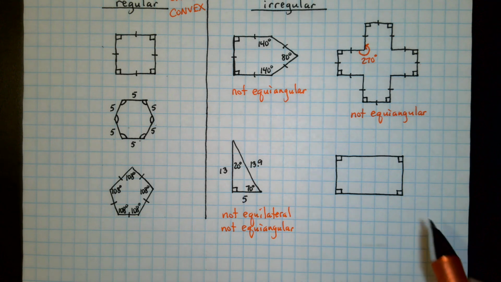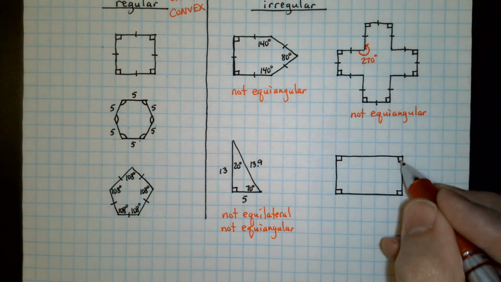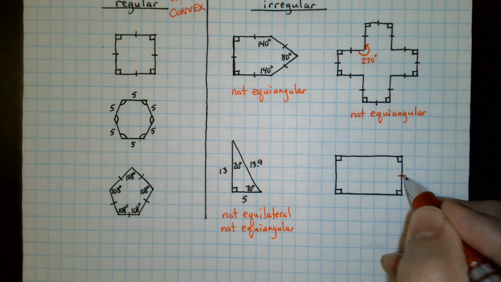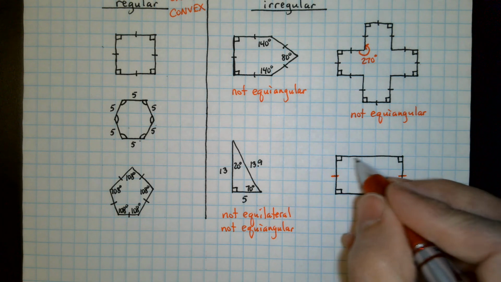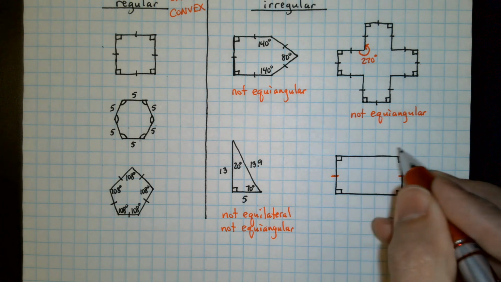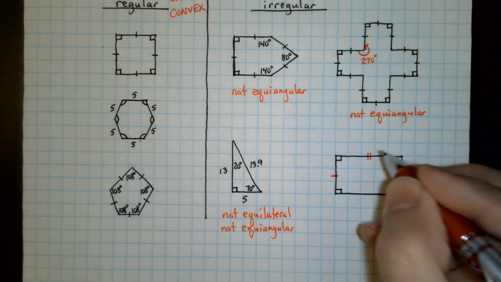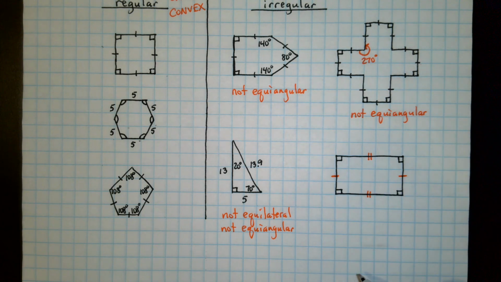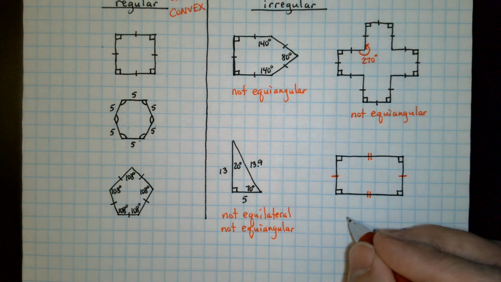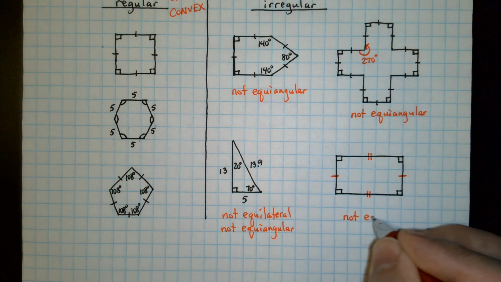Well, finally, over here we have a rectangle, and in a rectangle, because of these 90-degree angles, we can see that this side and this side would be the same. Based on appearance, and even following the grid marks here, we can tell these would be the same, but not the same as the left and the right side. So it is equiangular, but it is not equilateral.